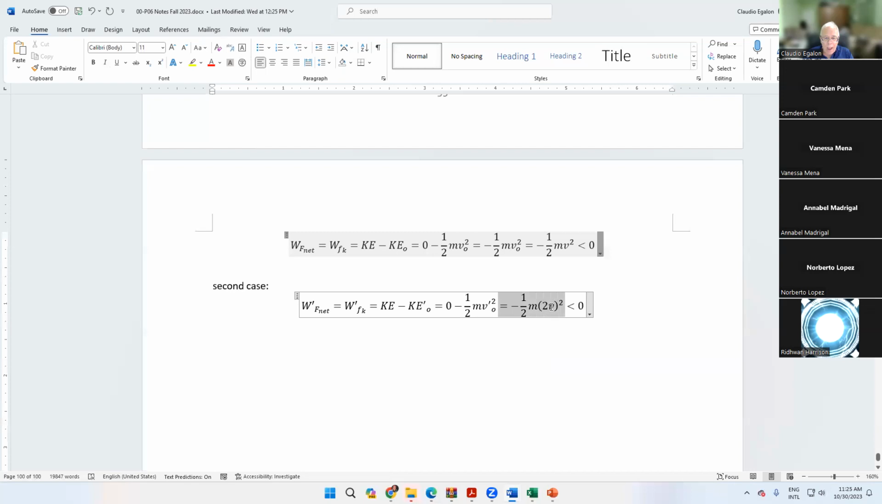I'm going to go one next step. Remember that because the V is twice the other velocity, we end up squaring the 2 as well, which turns out to be V squared. It's still less than 0, but it's a different quantity. When I divide 4 by 2, I get 2.